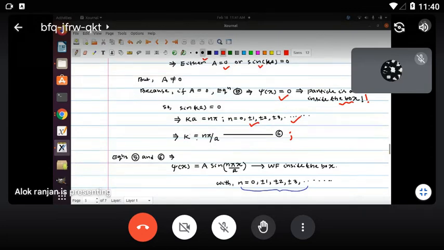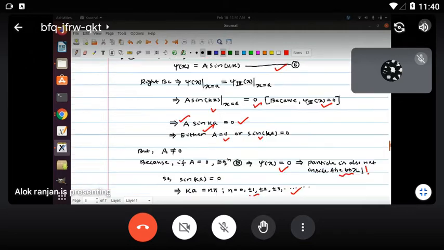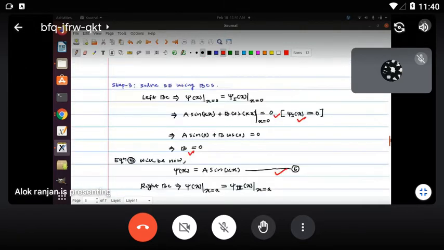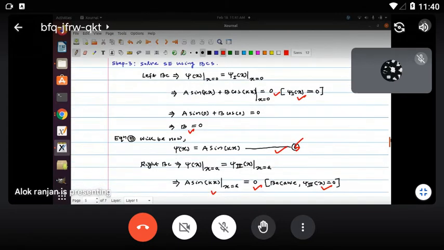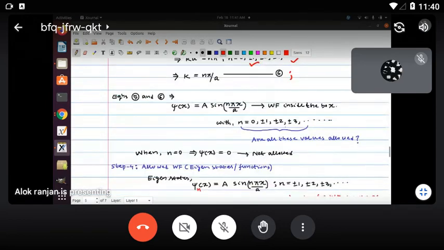So now once you substitute the value of k, what would be the wave function? By using equation 5 and 6. What is equation 5? This one is 6. This is 5. So a sin kx, putting the value of k equal to n pi over a, we'll have psi x equal to a sin n pi x over a, the wave function inside the box. Once we solve the Schrodinger equation, we get the total wave function with n equal to 0, plus minus 1, plus minus 2, plus minus 3, and so on.